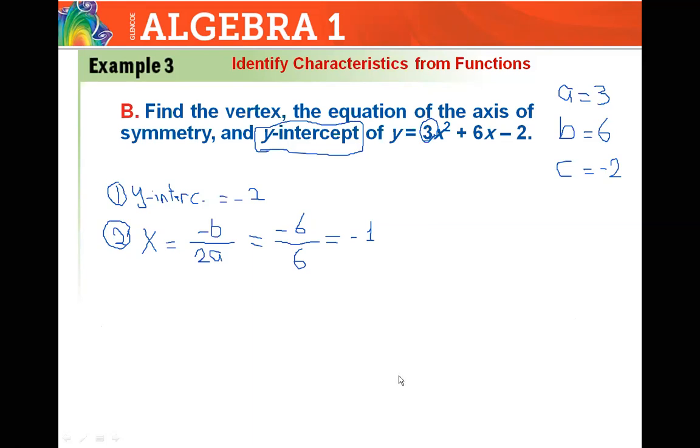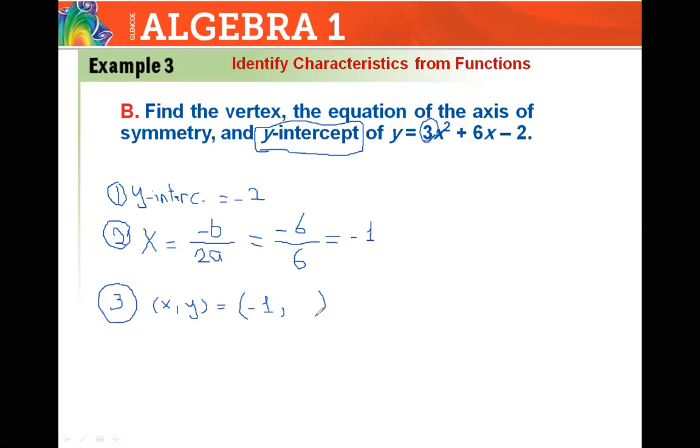Abdullah, I need to get the vertex point. How can I get the vertex point? I need x and y. The vertex point means x and y. What is the value of x? Negative 1. And what is the value of y? Negative 2? No.